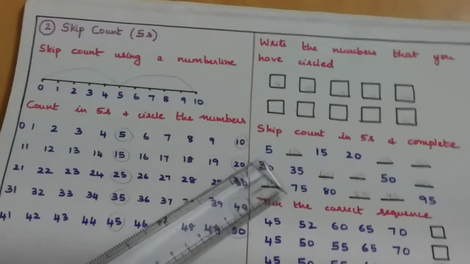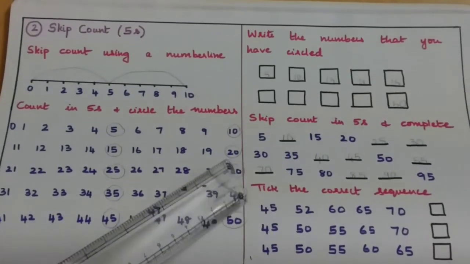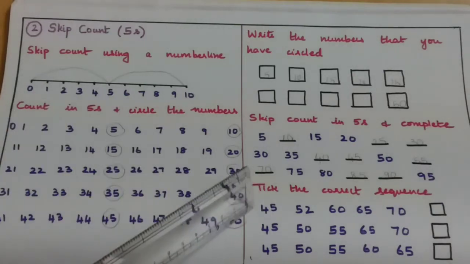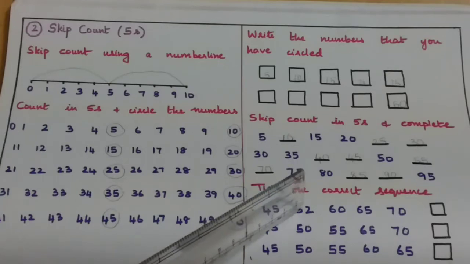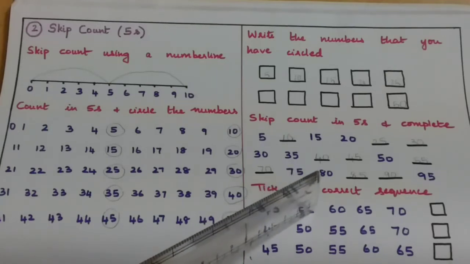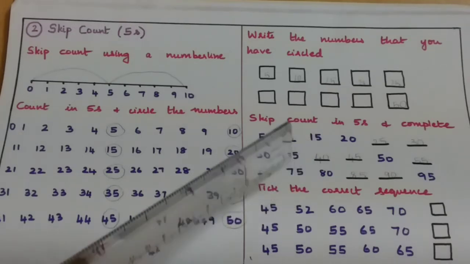So once you write down the sequence, just say it orally and see if the sequence that you've written is correct. Then you can move to the next exercise, which is to tick the correct sequence. So we know that the sequence obtained by skip counting in 5's beginning from 0 will be the numbers either ending in 5 or 0.